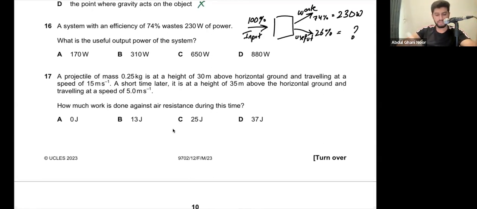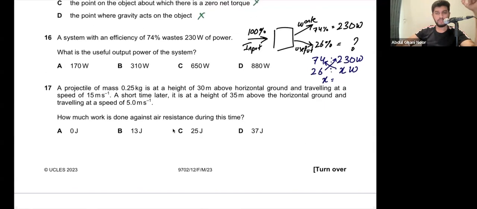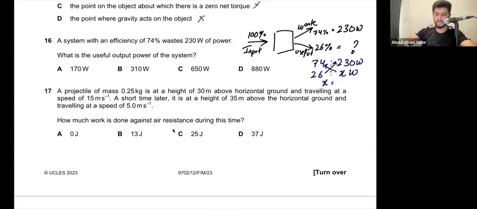Now that is simple maths. If 74% is 230 watts, 26% would be how many watts? And you cross multiply. Ratio method. So X is equals to sorry. There's a problem with the question, as in I made an error in the question.